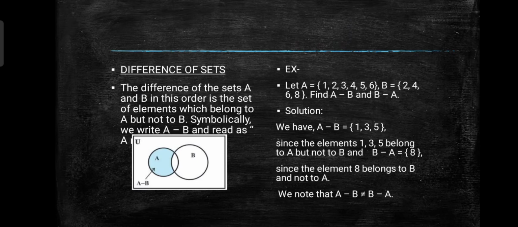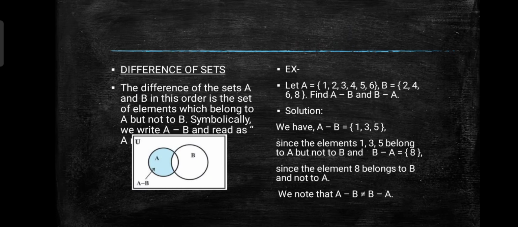So A is 1, 2, 3, 4, 5, 6 and B is 2, 4, 6, 8. Now A minus B. You subtract all the elements in B from A. So A minus B, you subtract B from A. B minus A, you subtract A from B.